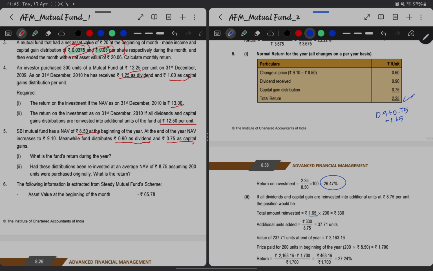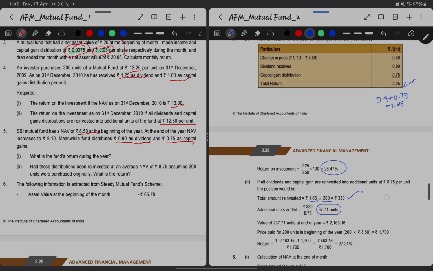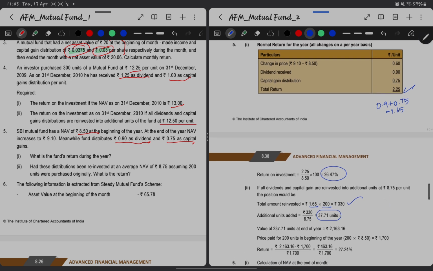Now this 1.65 multiplied by 200 units, so overall we got 330 rupees. Now they have told reinvestment at the rate of average NAV, which is 8.75. So 330 divided by 8.75 will give us how many additional units we can buy with the money available. Now, 37.7571 is the additional units.